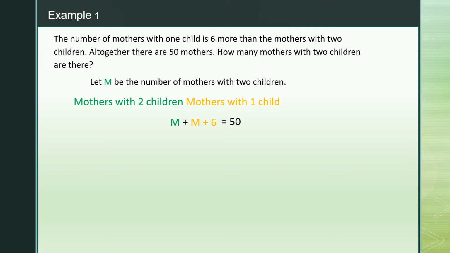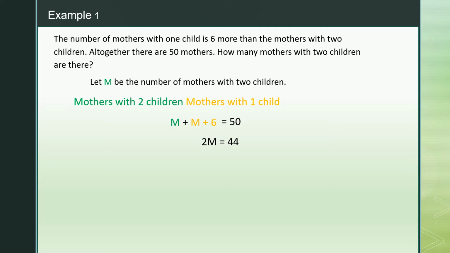Now m on one side and number on the other side. On the left, m plus m is 2m. So we don't want the 6 on the left, we minus 6, gone. On the right, 50 minus 6 is 44.